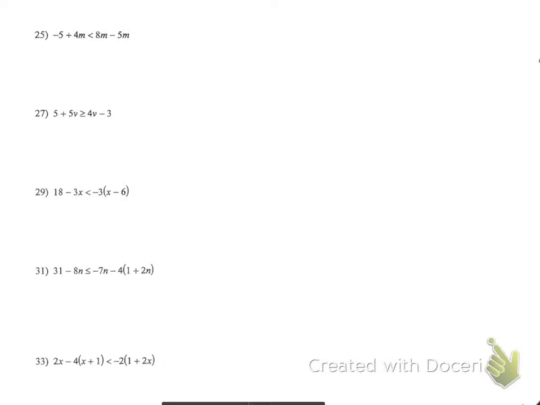All right, last page here. 25, I could see first that I can combine like terms, so I'm going to have a negative 5 plus 4m is going to be less than, and then we have 8m minus 5m, so that's going to give me 3m. Since I have 2 spots on the left and only 1 spot on the right, I'm going to make sure I get my m's to the right side, so I'm going to have to do minus 4m on each side.